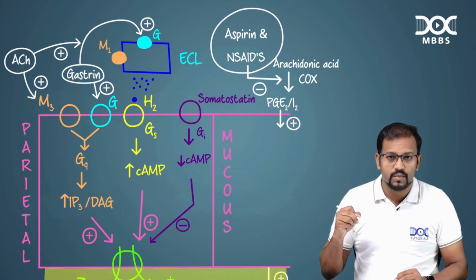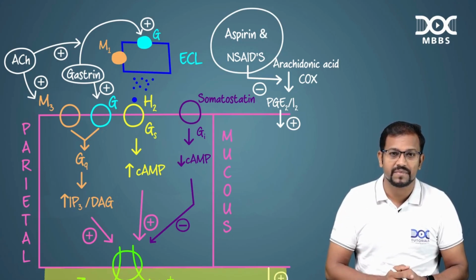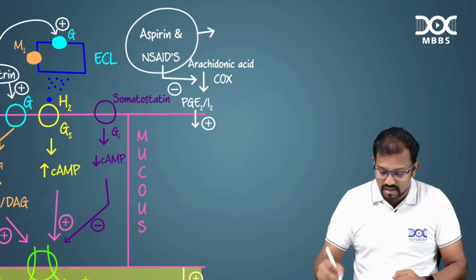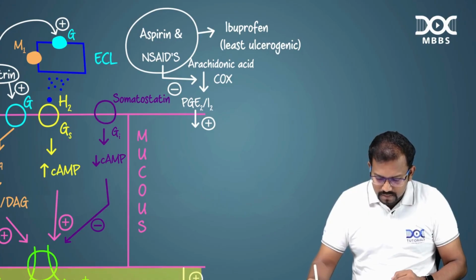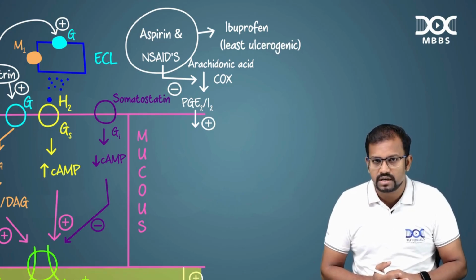That's the reason why we have a condition called NSAID induced gastric ulcers. Out of all the NSAIDs, the least ulcerogenic drug is ibuprofen. Ibuprofen is the least ulcerogenic agent. The most commonly used NSAID, ibuprofen, tends to have the least ulcerogenic property.